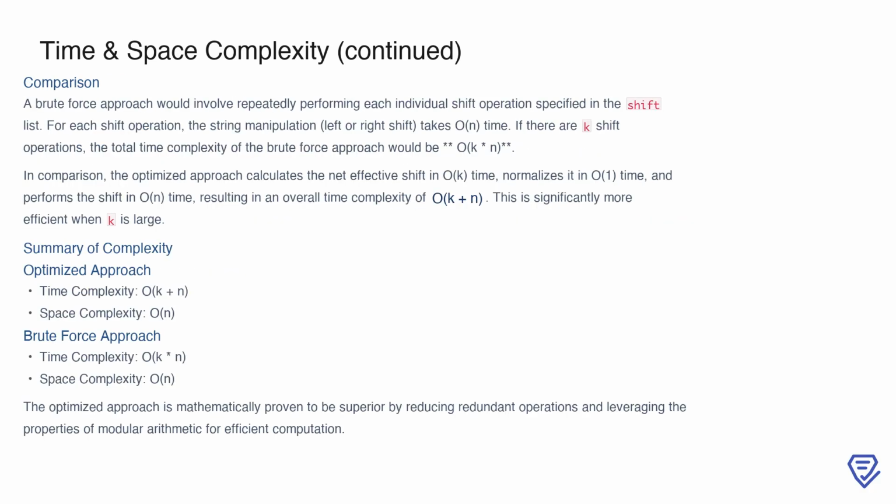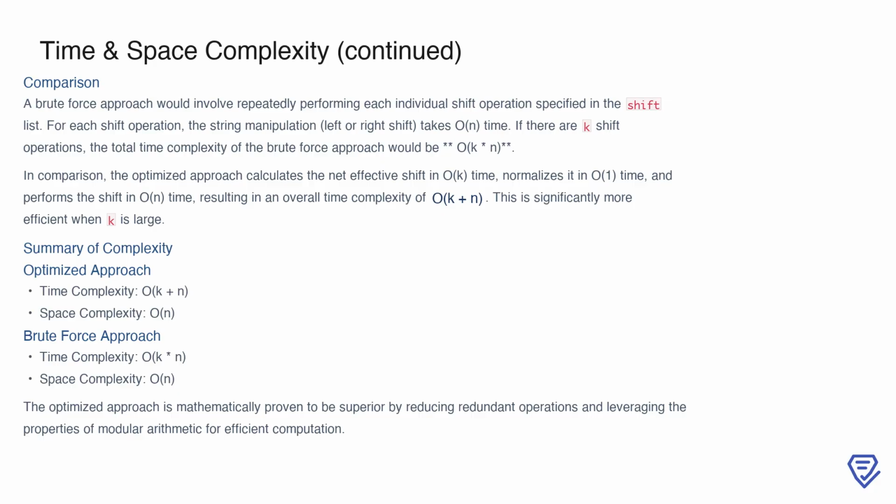To put this into perspective, let's compare the optimized approach to a brute force method. In the brute force approach, we would perform each shift operation specified in the shift list individually. Each of these operations involves manipulating the string, which takes O(n) time per operation. With k operations in the list, the total time complexity becomes O(k*n). By contrast, the optimized approach avoids these redundant operations. It calculates the net effective shift in O(k) time, normalizes it in O(1) time, and performs the shift in O(n) time, giving an overall time complexity of O(k + n).